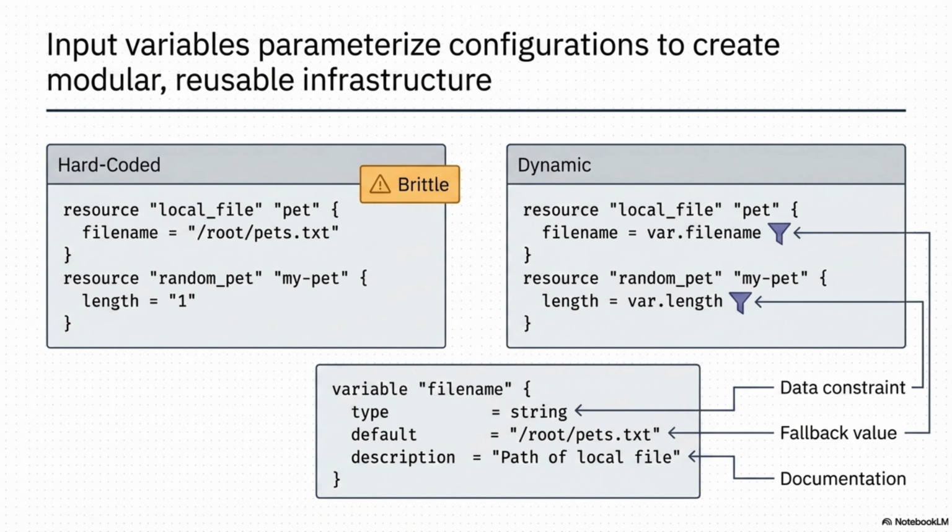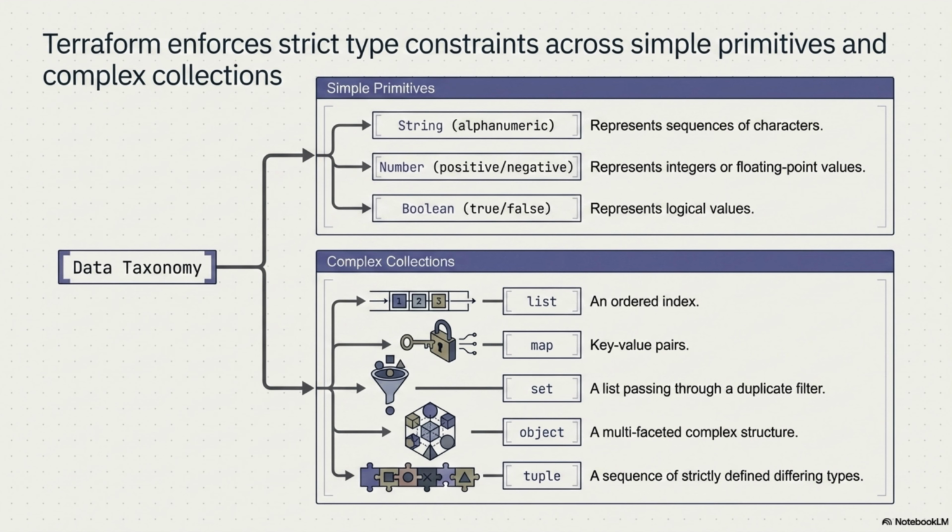Terraform type system. Now let's talk about structure. Terraform enforces types. Simple types: string, number, boolean, and complex types: list, map, set, object, tuple. This ensures your data is predictable. And that reduces errors, especially in large systems.